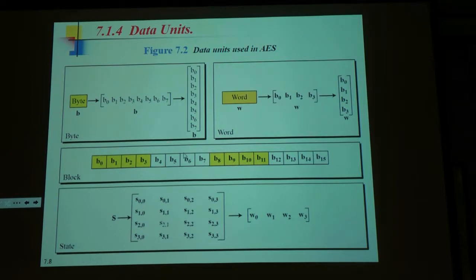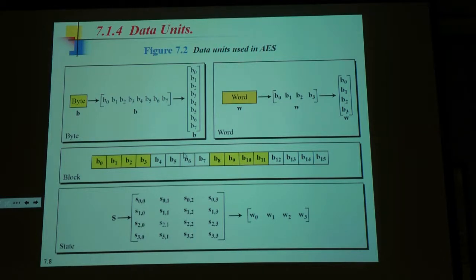The block is built of 4 words. So word 1, word 2, word 3, word 4. That means it's built of how many bytes? 16 bytes. From byte 0 till byte 15.